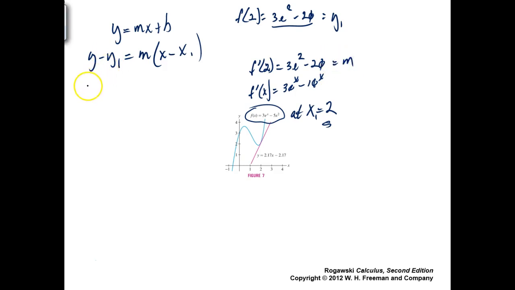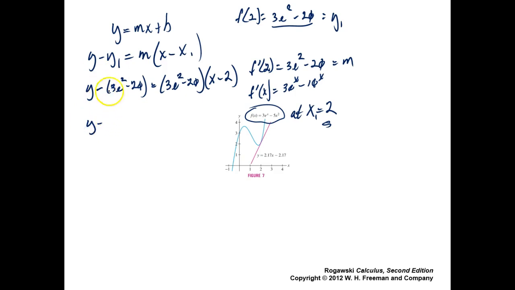So what we have now is y minus, and what was your y1? 3e squared minus 20, I'm putting it in parentheses because it's just one number, is equal to, and then guess what? Same number, shame on them, 3e squared minus 20. They all will not come out this way, don't think it will, times x minus 2. Okay, I know what x1 is. That's our 2.